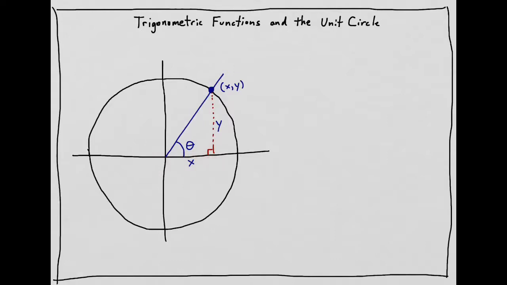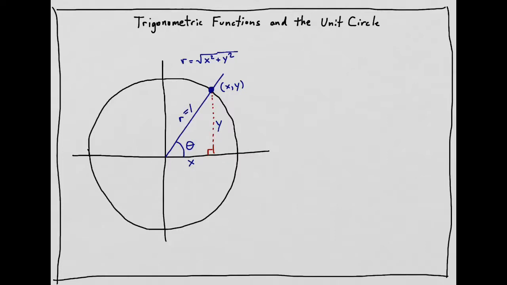Those could be positive or negative depending on the quadrant. And r is the length of the hypotenuse, given by the formula square root of x squared plus y squared. Of course, for the unit circle, the value for r is going to be 1.